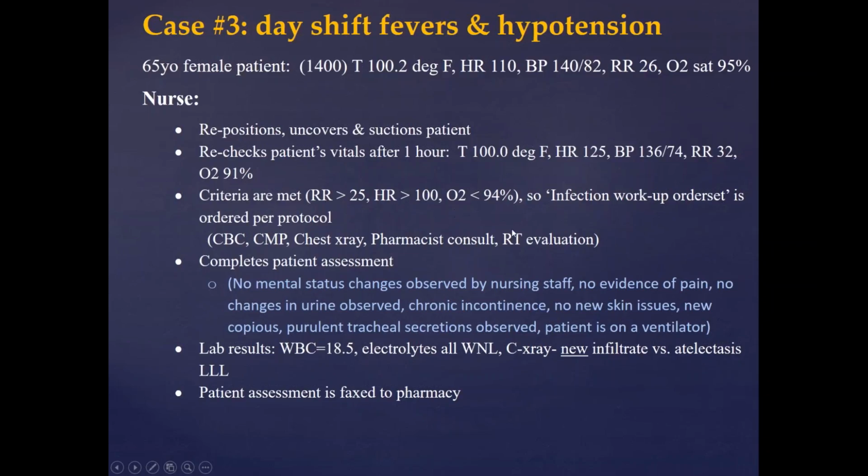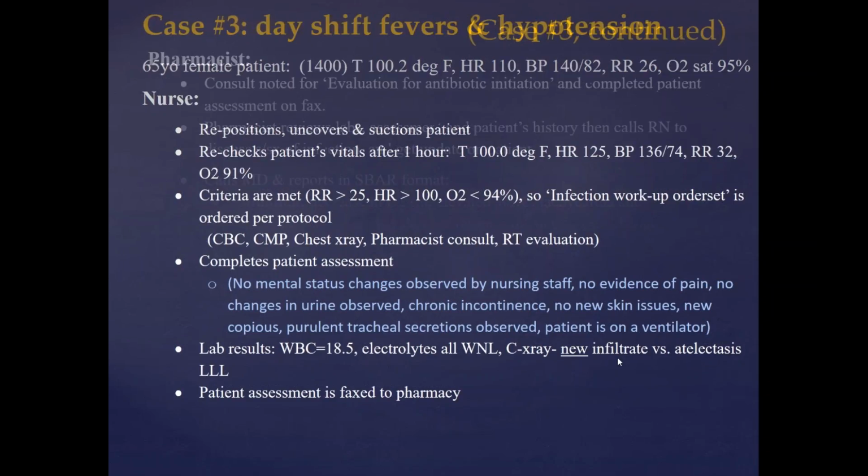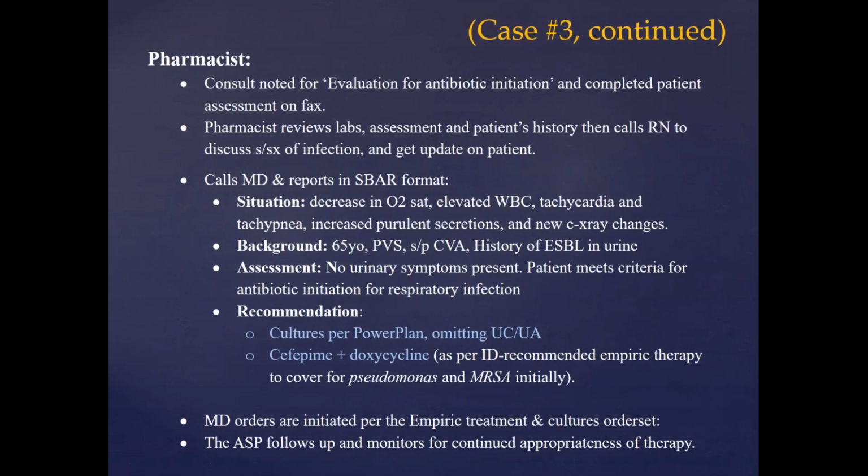So the criteria have been met in several ways with the vital signs. So the infection workup order set is initiated, and the assessment is done. The only unusual thing the nurse finds are new copious purulent tracheal secretions, and the patient is on a ventilator. Lab results come back with white blood cells 18.5 and a possible new infiltrate. So the patient assessment is faxed to pharmacy, and the pharmacist notes the consult.